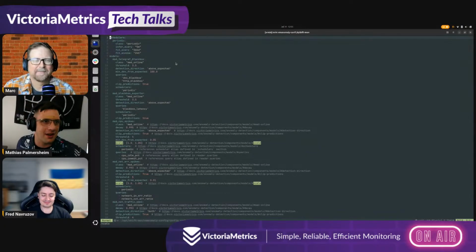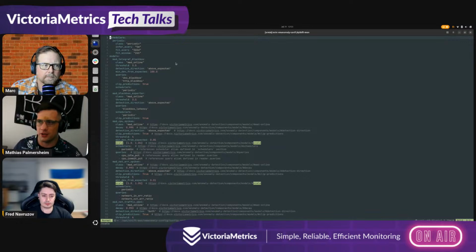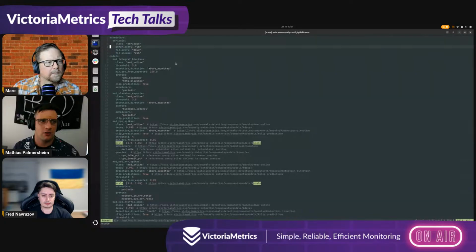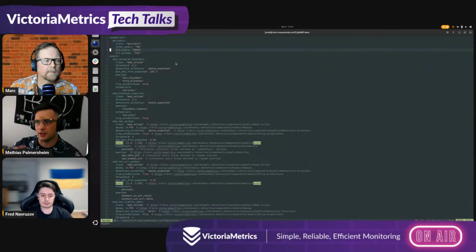So the scheduler is controlling when things occur. The default one is the periodic scheduler, which is just saying run every certain interval. So we're saying run every 5 minutes, refit everything once every year, because all of these models are online, which means that they're incrementally getting better. So we don't need to start from scratch all the time. We can just incorporate the new information into the existing model. And then the fit window is how far to look back when you're refitting the data.